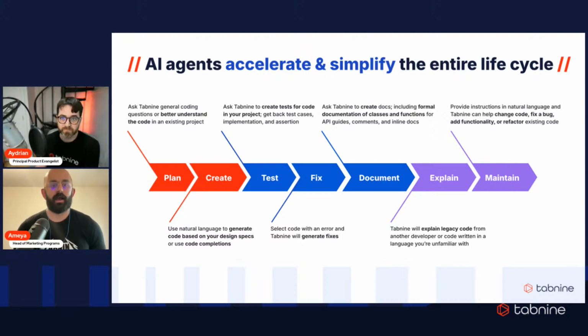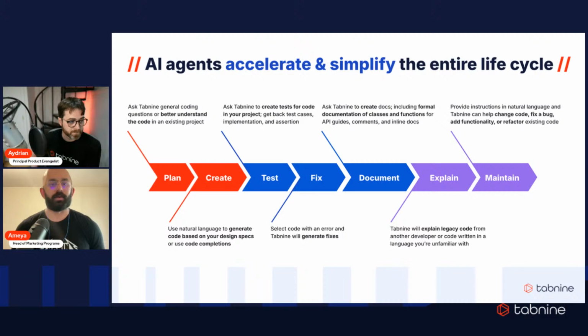But you can use Tabnine, as you're coming into a project, to ask it general coding questions to better understand the code, searching your code base. You can use natural language to generate code based on your design specs. You can also use our code completions, which is your standard inline code completions. Fits right nicely into your workflow.